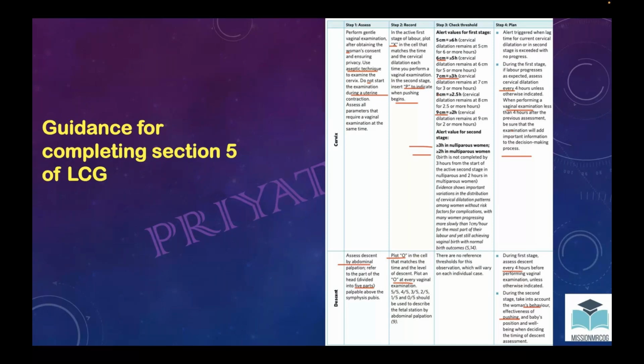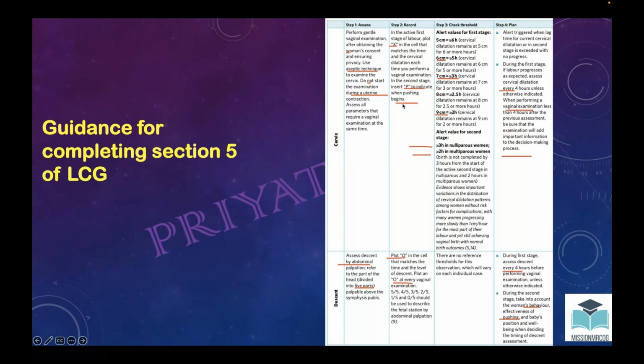In the first stage of labor, cervical descent is denoted by a cross. We know that from the partogram also. But in the second stage of labor, when pushing begins, they will use the letter P to indicate it. This second stage observation has been newly added in the Labor Care Guide. In the previous WHO partogram, this was not there. So this is again a new thing: P for pushing will be added when the patient starts pushing in the second stage.